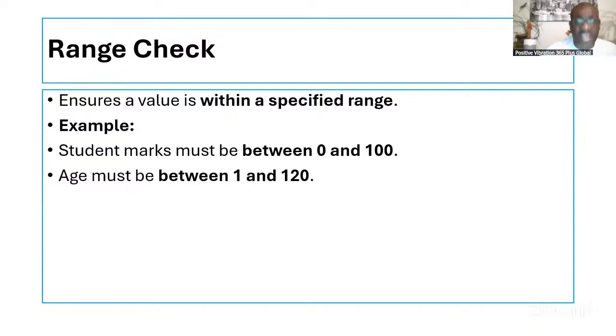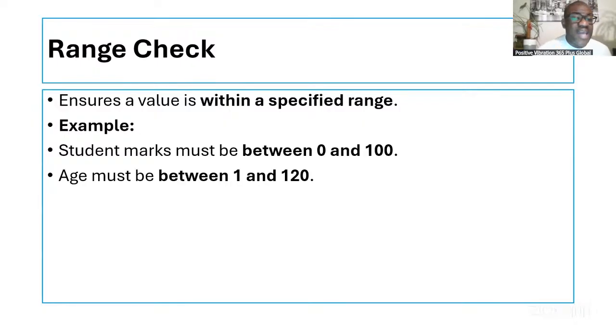So range check, all right? This one ensures that a value is within a specified range. Here's an example. A student's marks must be between 0 and 100. So the moment you begin to enter that a student gets 150%, it should give you an error, right? Because the maximum a student can get is 100, and the lowest a student can get is 0.